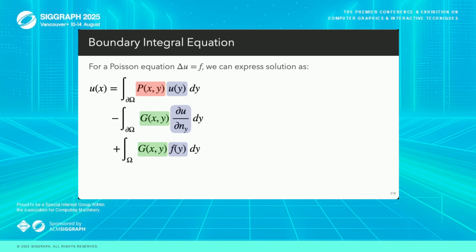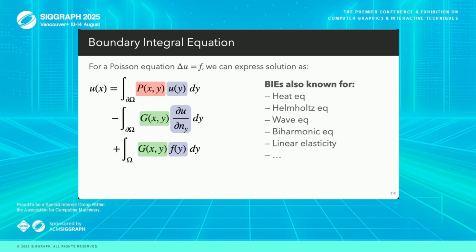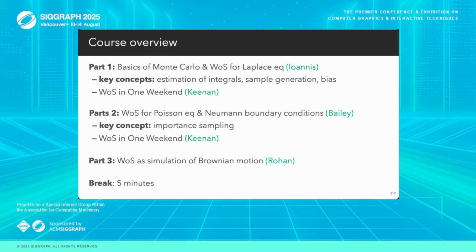Beyond the Poisson equation, boundary integrals are also known for the heat, Helmholtz, wave, and biharmonic equations, as well as linear elasticity. And in many cases, more complex nonlinear PDEs are often solved by decomposing them into a series of Poisson equations. But it remains an open question whether we can actually solve the equations listed on this slide using walk-on spheres. So towards the end of this course, I'll discuss some of the challenges we've faced in trying to move beyond diffusive problems.